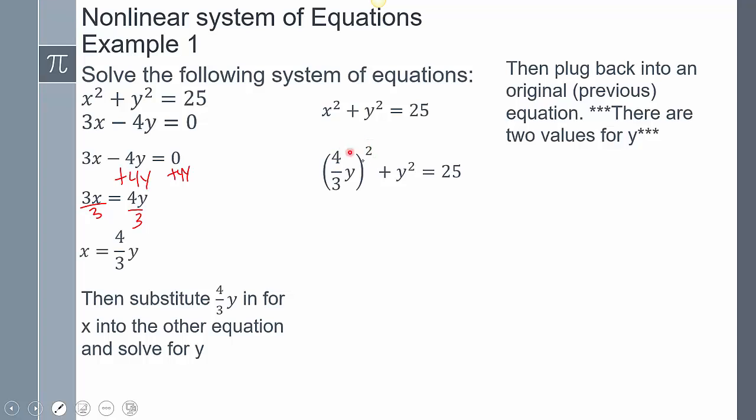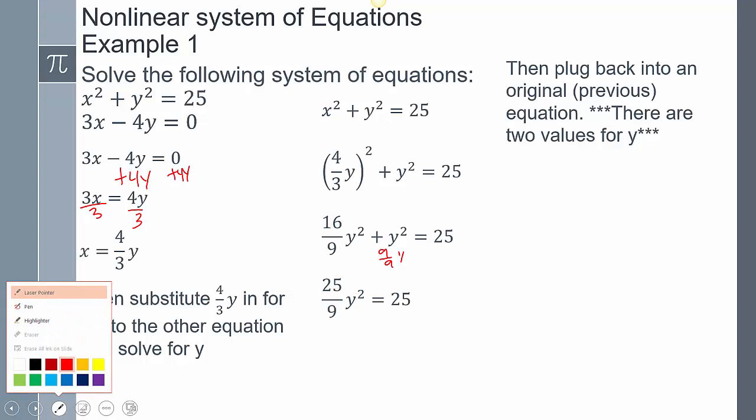That square is going to go with the 4, the 3, and the y. So that's how I get 16 over 9 y squared. And so I have to add these together, and to do that, I need a common denominator. So pretend that y squared is 9 over 9 y squared. And so 16 plus 9 gives me 25 over 9 y squared.